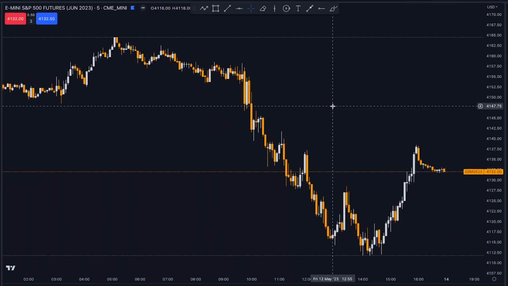Today we're gonna dive deep into the world of order blocks in the ICT concept. We'll explore what order blocks are, why they're important, and how you can identify them and trade them effectively. So let's get right into the video.